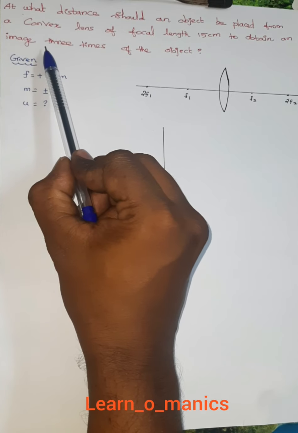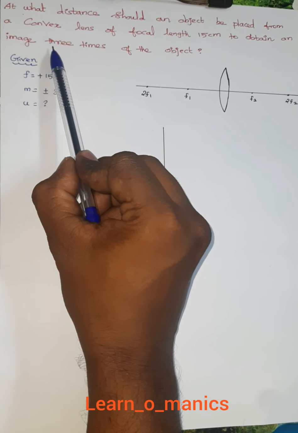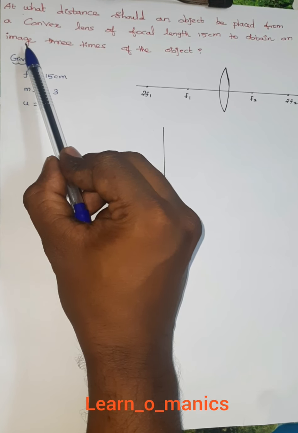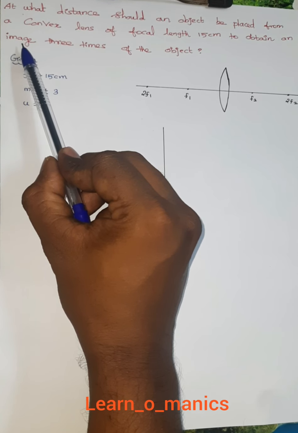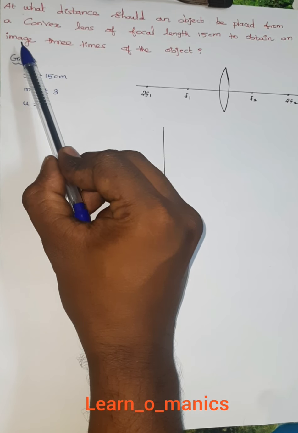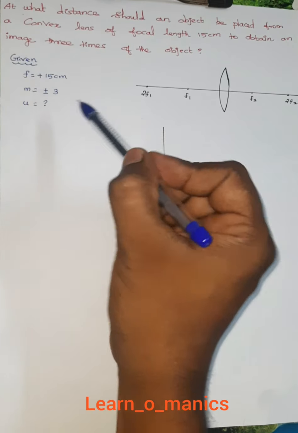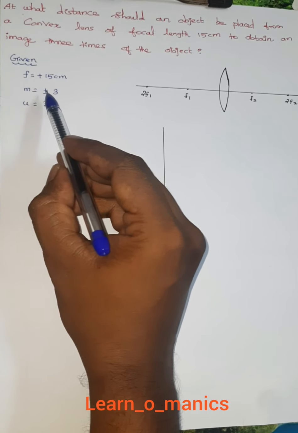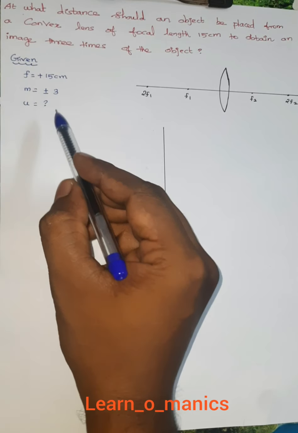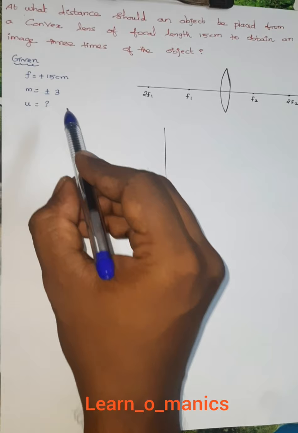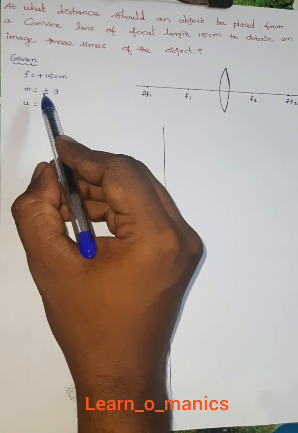So that means the magnification value m is 3, but which type of image it is, is not given. Here in the question they need to provide us whether the image is a real image or a virtual image, and that information is not here. So we need to solve the sum for the two cases. One is when the image is virtual and the other is when the image is a real image, right? So for both the cases we need to solve the sum.